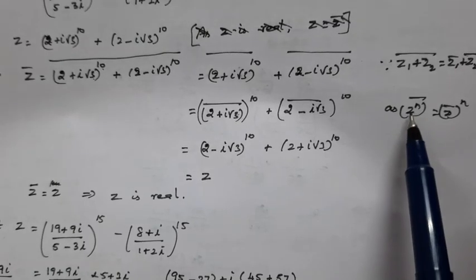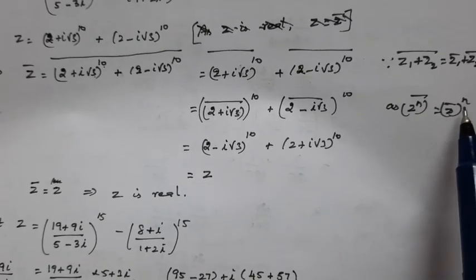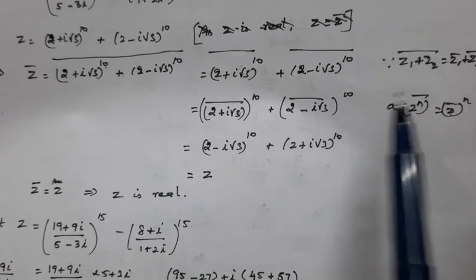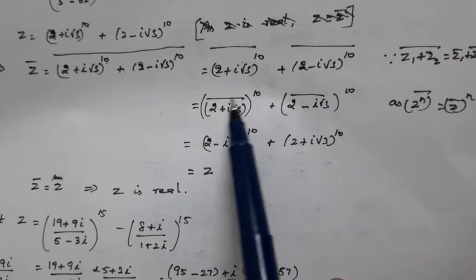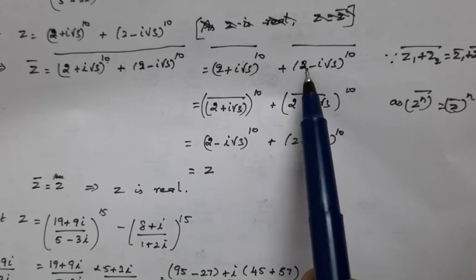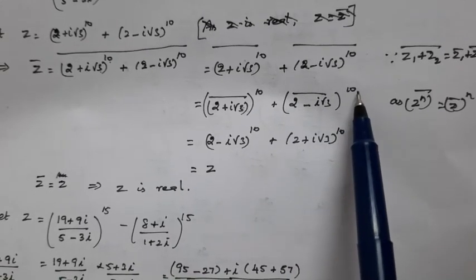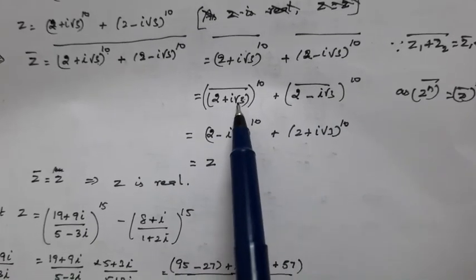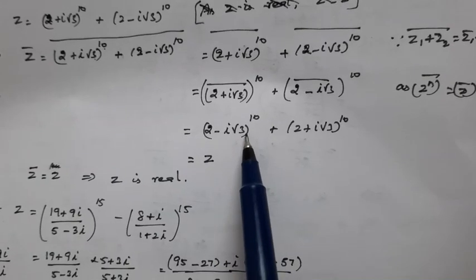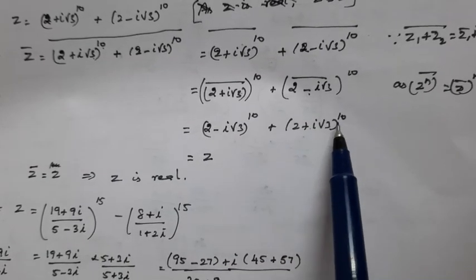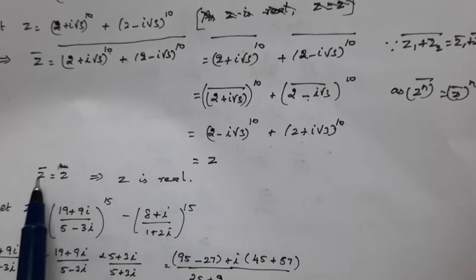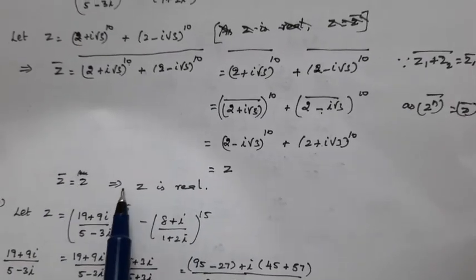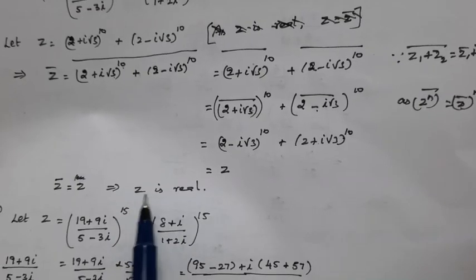Now again, (z to the power n) the whole bar is equal to (z bar) the whole power n. This is also one property. So this will be equal to (the conjugate of 2 plus i root 3) the whole power 10, and here the conjugate of 2 minus i root 3 the whole power 10. Now what is the conjugate of 2 plus i root 3? It is 2 minus i root 3, the whole power 10, and this is 2 plus i root 3 the whole power 10. This is nothing but z. So we have proved that z bar and z are equal. So this implies that by the property, z is real.